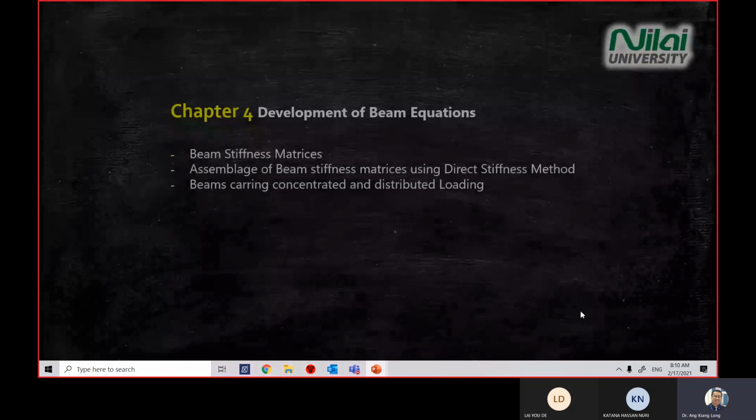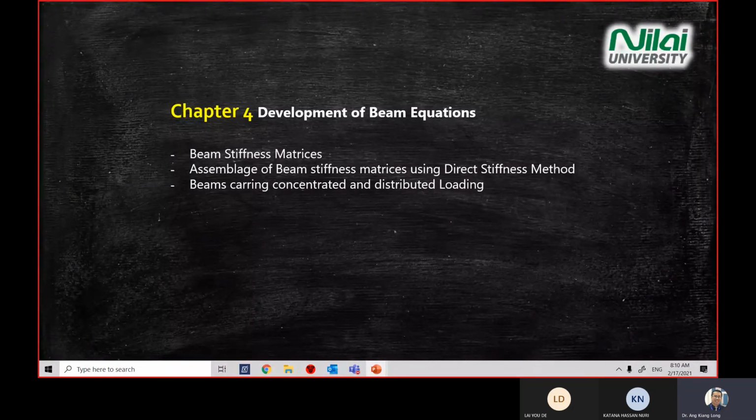Okay, so today we're going to look at chapter 4, development of beam equation. In chapter 4, we will look at 3 items. First, we will look at stiffness matrix again, but this time we'll look at beam, and then we will look at assembly of beam, and then we will do analysis using a direct stiffness method. We'll look at concentration force and distributed force. So we look at 2 scenarios.